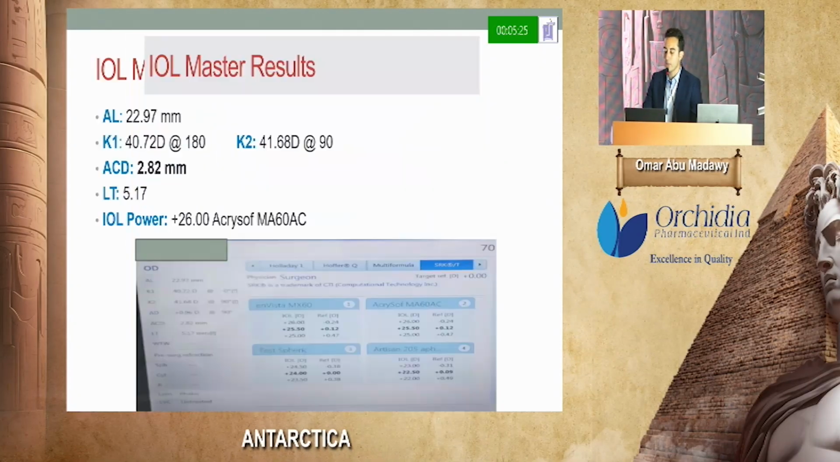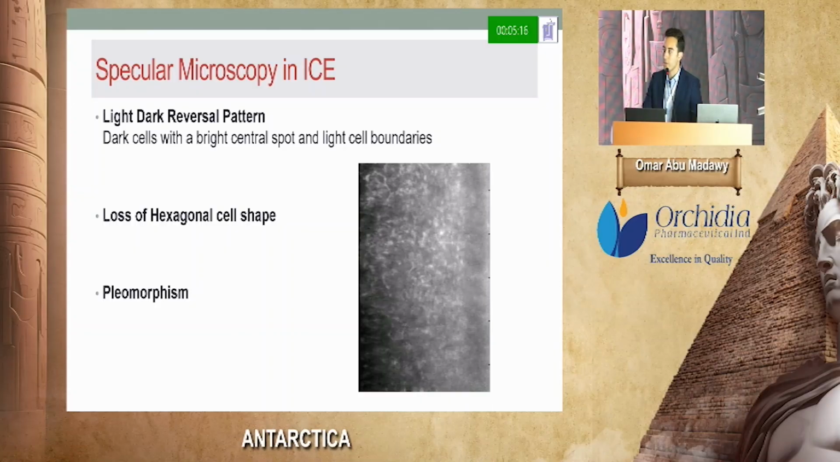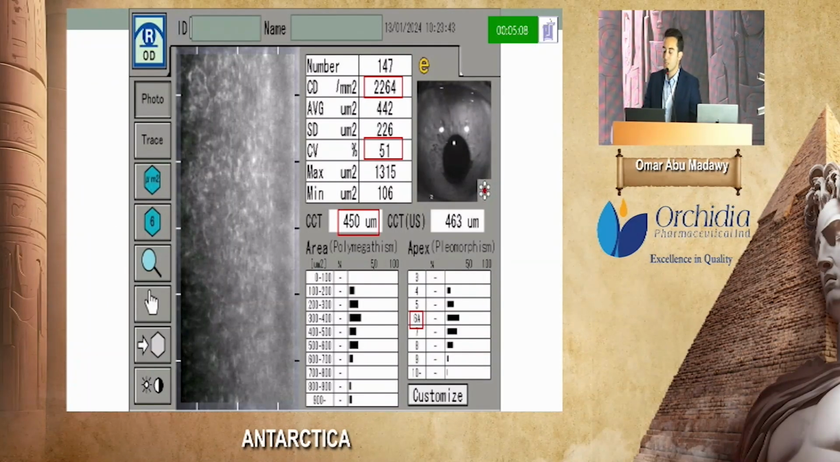I started my workup. To start with, the IOL Master showed an AC depth of 2.82, which is expected regarding his refraction, his hyperopia. And the specular microscopy showed the light-dark reversal pattern, which is characteristic for ICE cases, loss of hexagonality, and pleomorphism. This is the first specular microscopy.